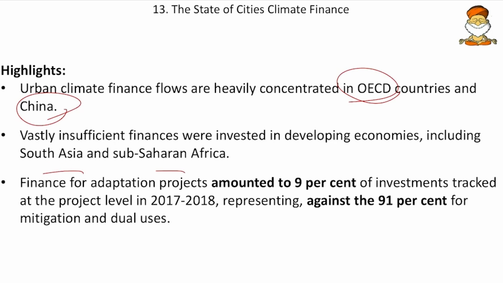Then finance for adaptation projects amounted to 9% of investments tracked at the project level in 2017-18, against 91% for mitigation and dual uses. So that means for urban projects, only 9% of the funds are given. Friends, here dual use means something like hybrid vehicles which can run on both petrol as well as electric. For such, 91% of funds are going. But for urban infrastructure, that is urban clean and green infrastructure, only 9% of the fund is going.